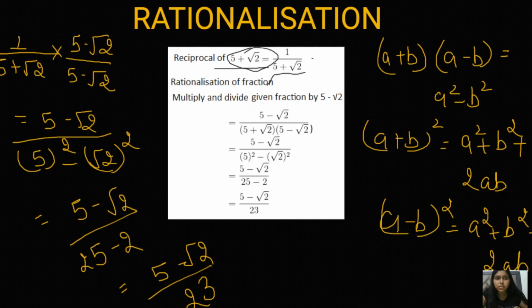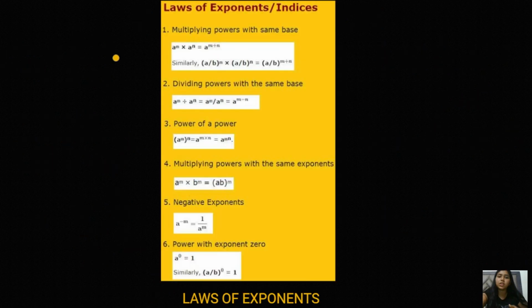You can also rationalize the one which has a numerator and denominator both in the square root. So I'll explain this with the help of an example. Let's move to another topic. This is the laws of exponents or the indices.